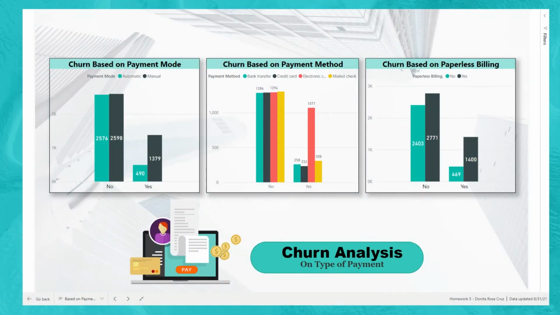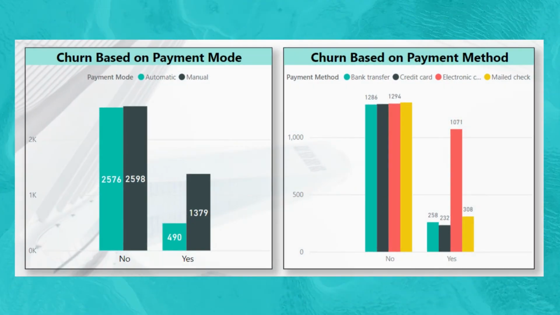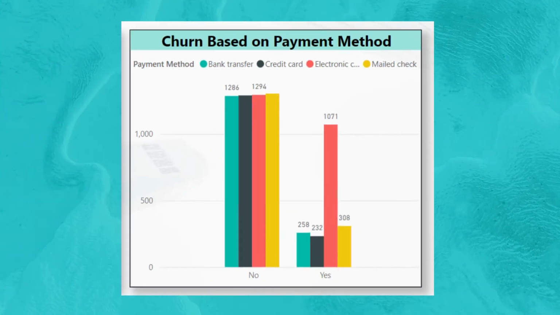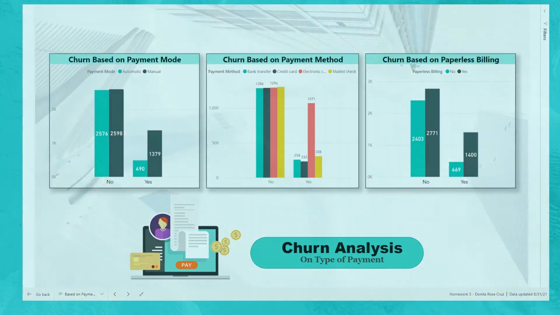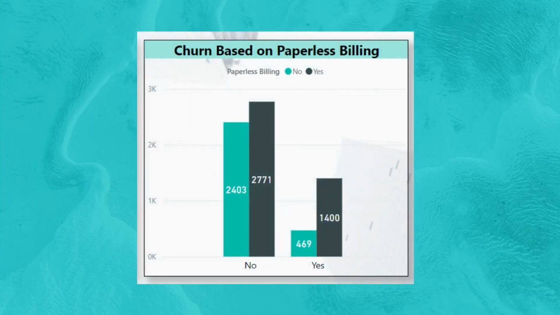Next is the payment type. Payment method is a subcategory of payment mode. Compared to all other payment methods, customers paying with an electronic check, which is under manual payment, are more likely to churn. More customers choose manual payment, yet there is more churn among them. There is about 35% leaving, higher than the percentage of churn of customers paying paperless.